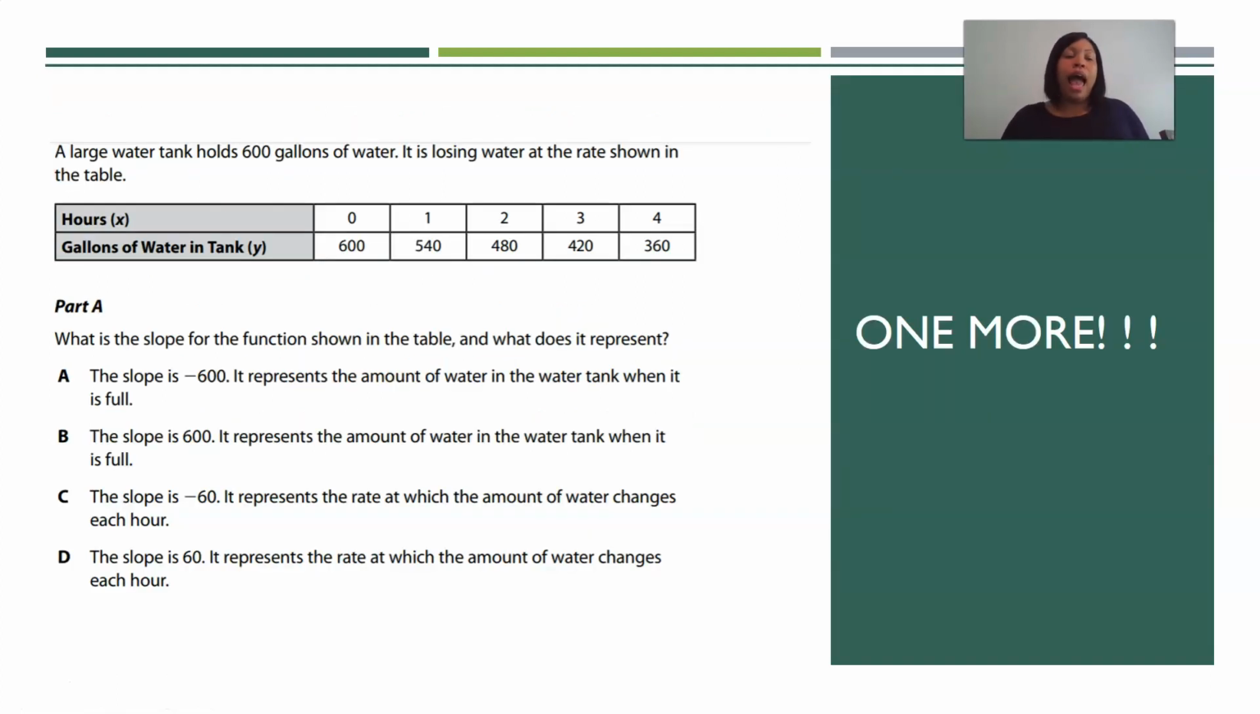So my last one, I have a large tank of water that holds 600 gallons and it is losing water at the rate shown. I want you to be able to find this slope and then do it for your representation. That's going to be your exit ticket for today.